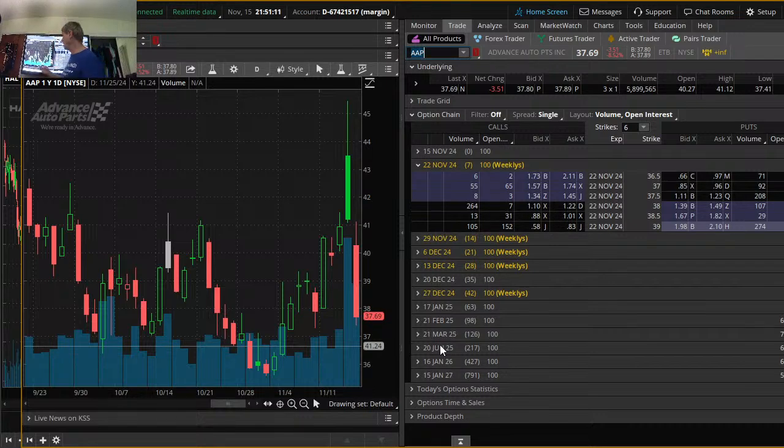So what we're looking for now is once she gets back down here, the 36, 37, 36 area, she'll hit a bottom, and then she'll turn around and go back up again. I think that's going to be another week or two. Okay.